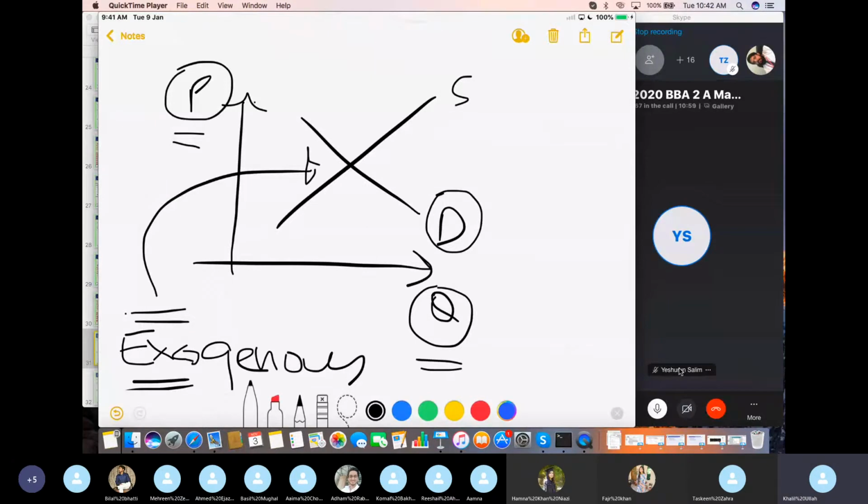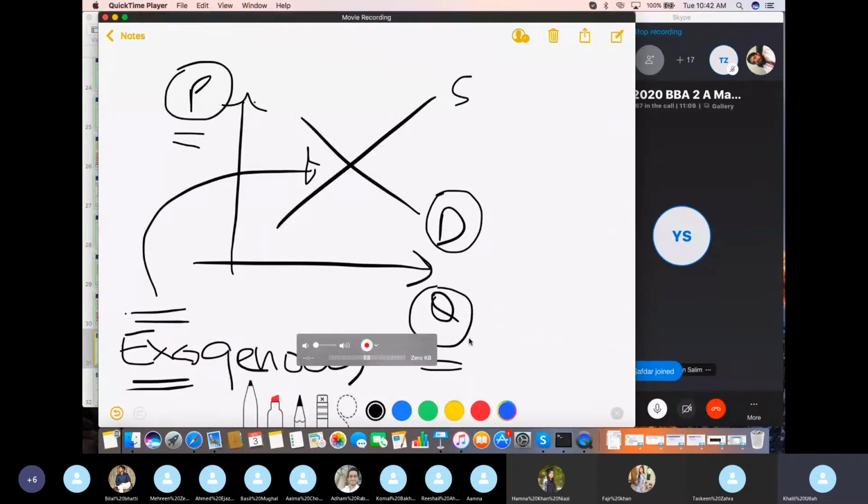So two variables. One of them is called an endogenous variable. Endogenous variables are all those variables you can see in the model. You can see price in the model. You can see quantity in the model.